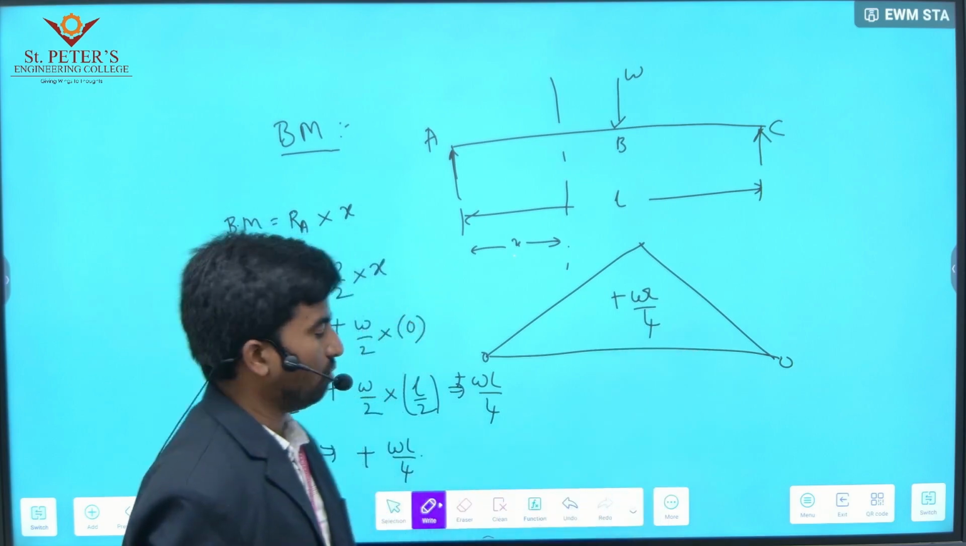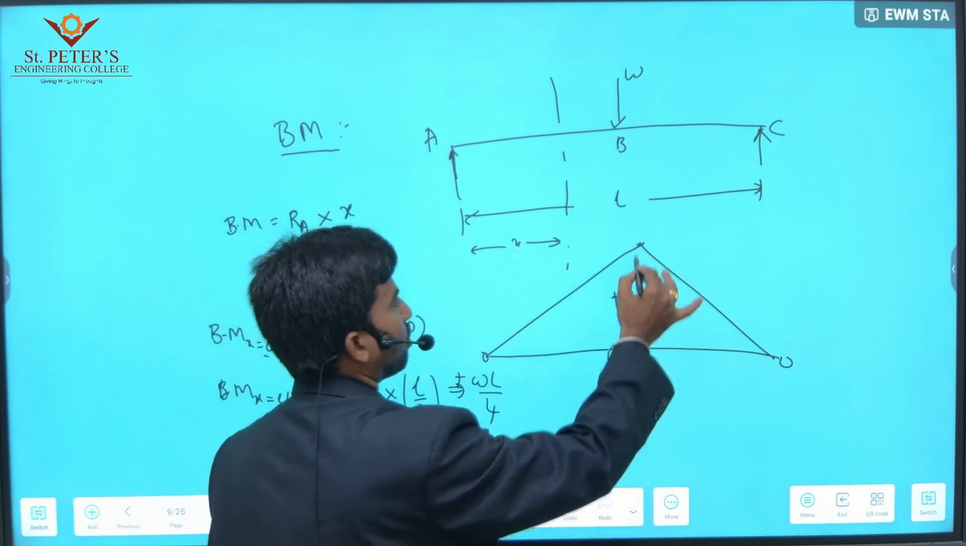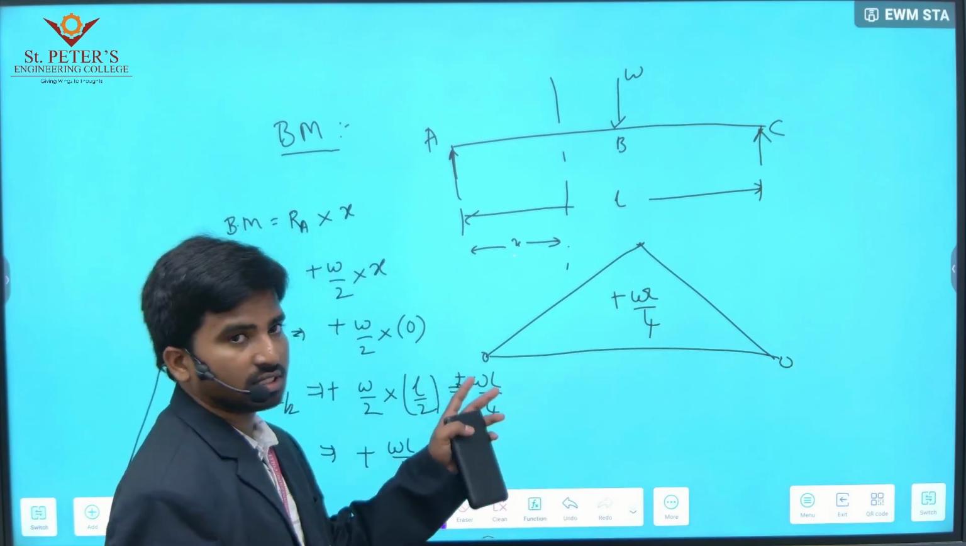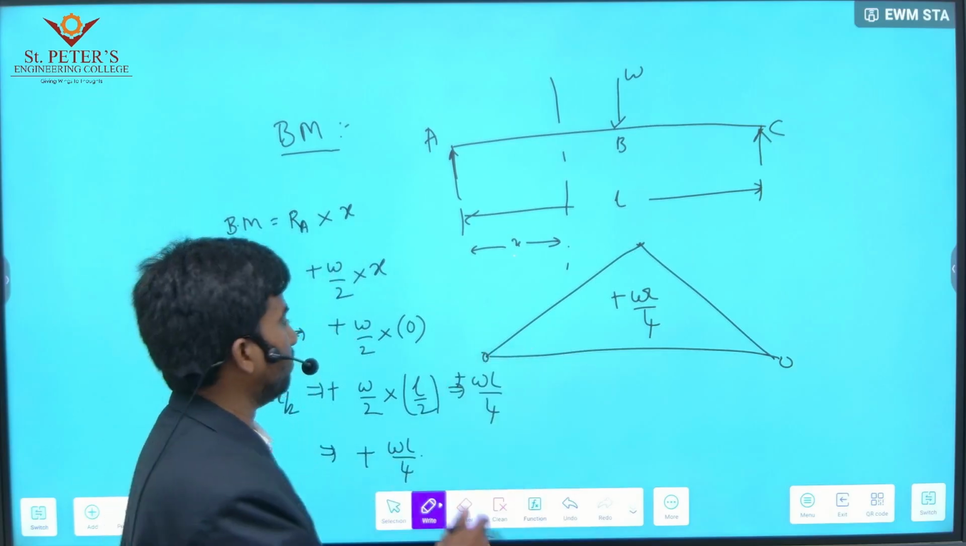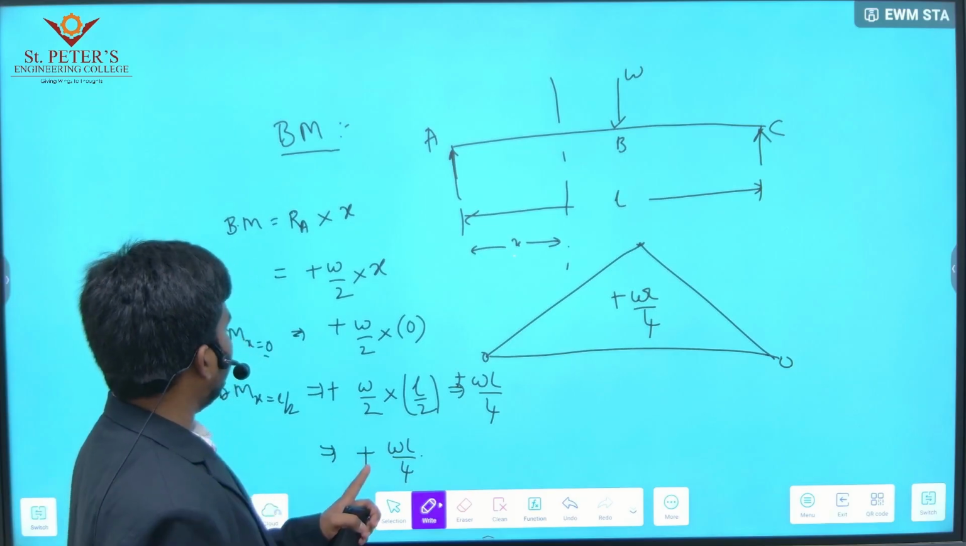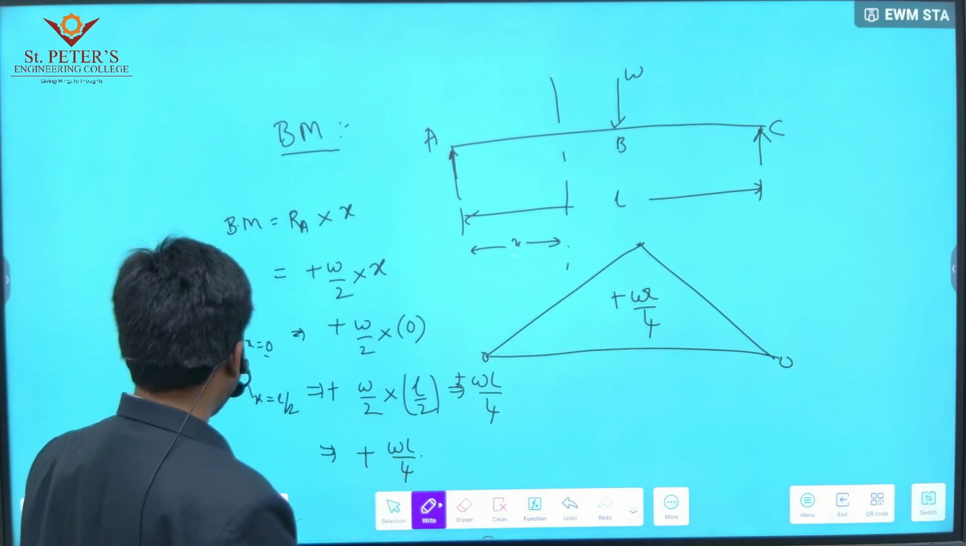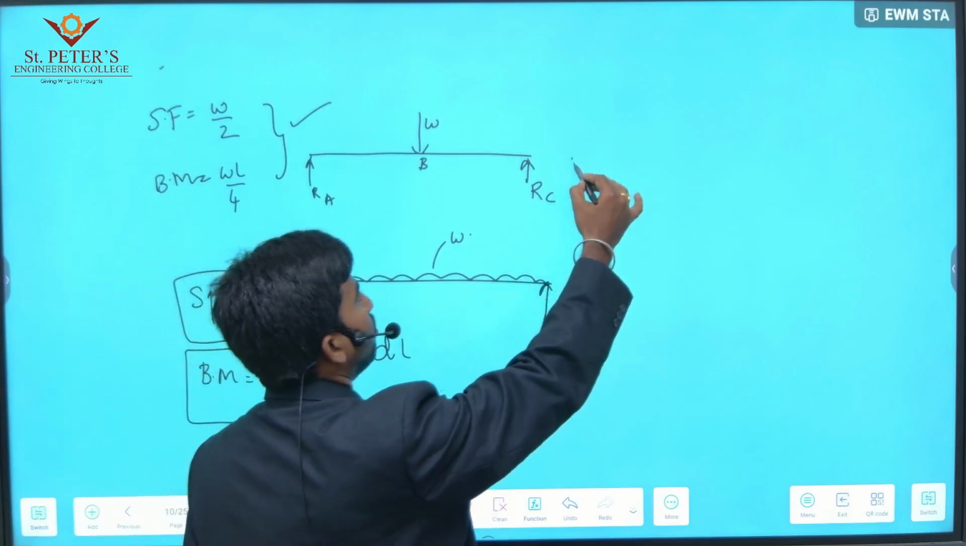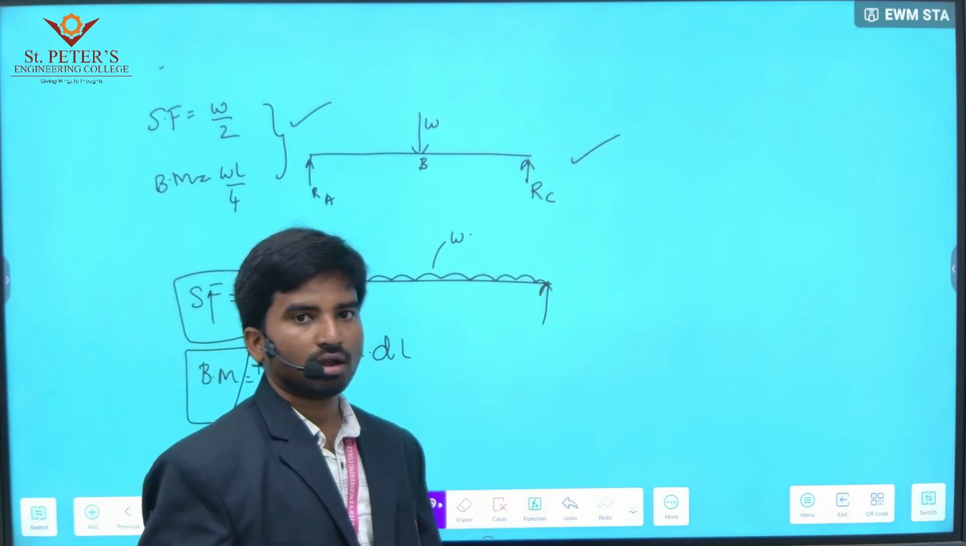WL over 4. At the center point, bending moment is maximum. Shear force at the end points is maximum. For bending moment, we got the value WL over 4. So this is for point load, or nothing but concentrated load.